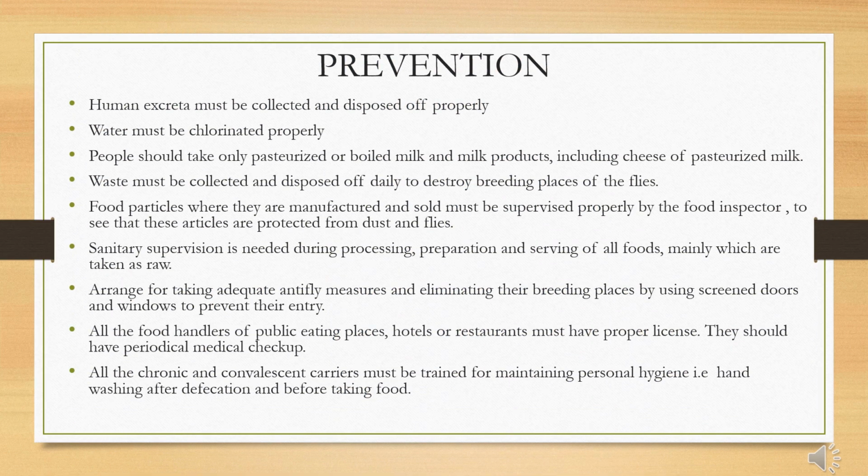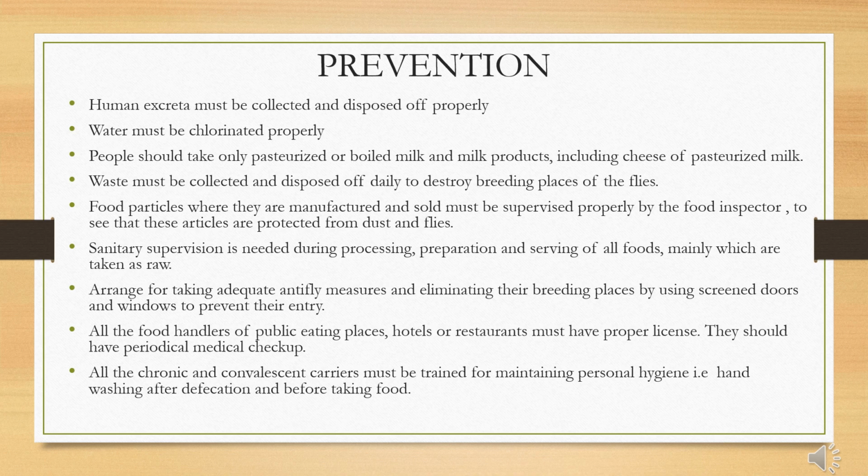What are all the preventive measures of typhoid? Human excreta must be collected and disposed of properly. Water must be chlorinated properly. People should take only pasteurized or boiled milk and milk products including cheese of pasteurized milk. Waste must be collected and disposed of daily to destroy breeding places of the flies. Food, where it is manufactured and sold, must be supervised properly by the food inspector to see that these articles are protected from dust and flies.